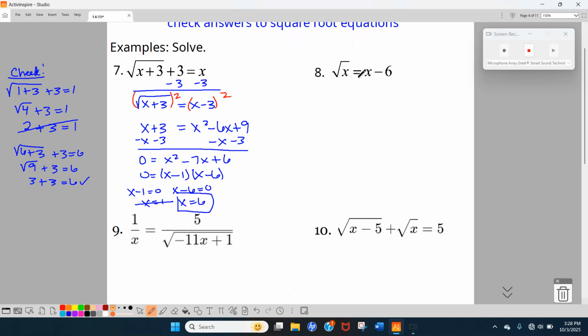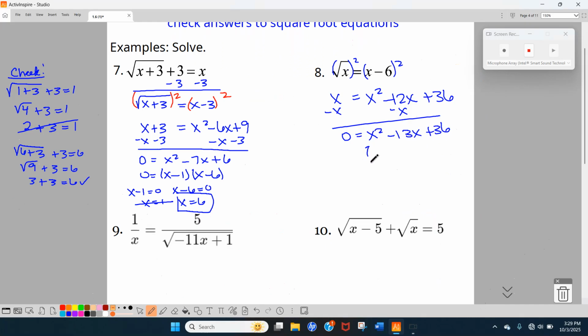All right, number 8, they have your radical isolated already. So if we just square both sides, we're going to get x is equal to, this will be x squared. We'll get minus 6x twice, so minus 12x, and then plus 36. Subtract this x over here. So we get x minus 9, x minus 4.